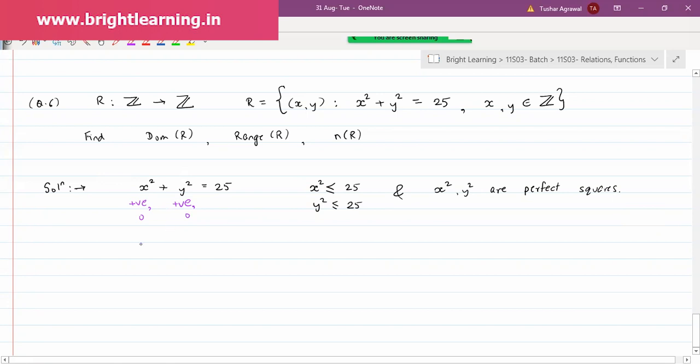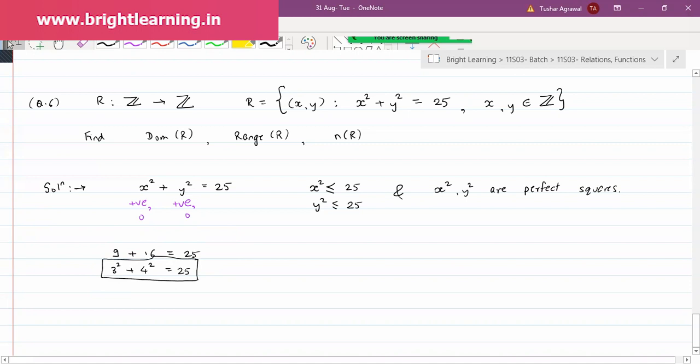Pythagorean triplet, that x square plus y square equal to 25. Sum of two perfect squares equal to 25. So this will be possible only if 9 plus 16 is equal to 25. That is 3 square plus 4 square is equal to 25. This is the only case that you have studied in school.